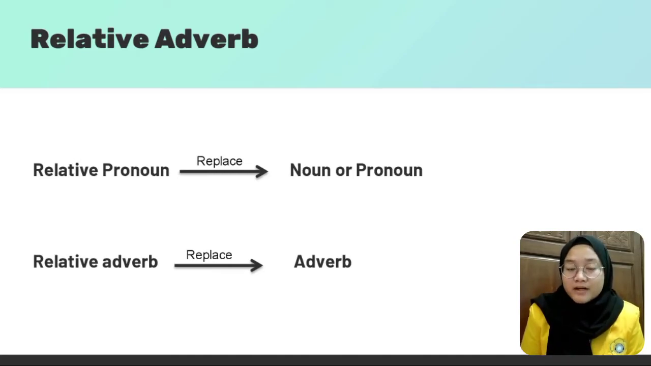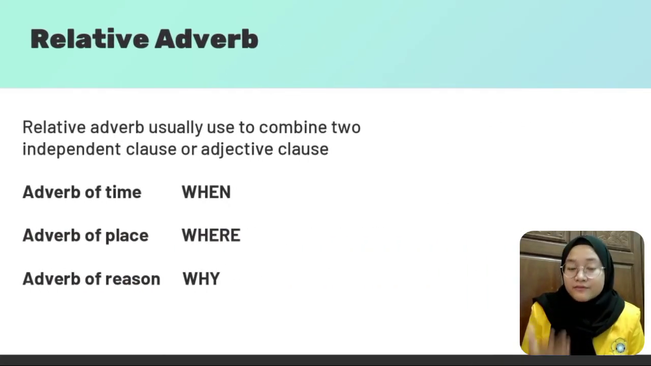If you still remember, there are three kinds of adverb: adverb of time, adverb of place, and adverb of reason. Relative adverbs where, when, and why are used to replace adverbs. So, if you want to use an adverb and talk about time, that will be when. If you want to use an adverb and talk about place, that will be where. And if you want to talk about reason, that will be why.